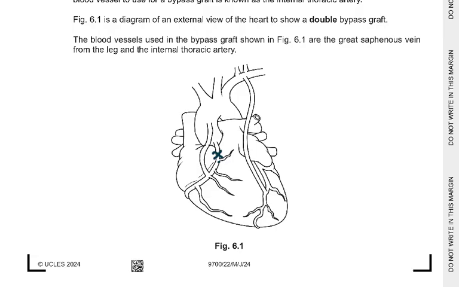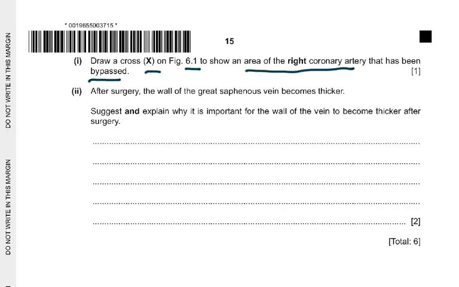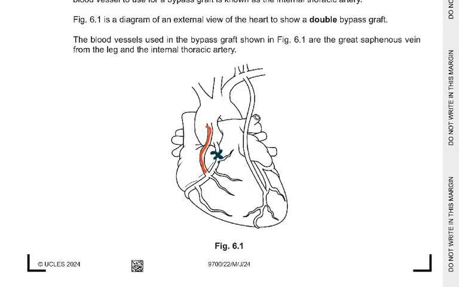So this is the area which has been bypassed. All this area would be the damaged area. And then you can see this is the bypass. So this is the right side of the heart. So the question was, draw a cross to show an area of the right coronary artery that has been bypassed. So then that would be this area. You see this has been bypassed. So this would be the area which is affected. That's why this area has been bypassed. This is the coronary artery which has been bypassed.